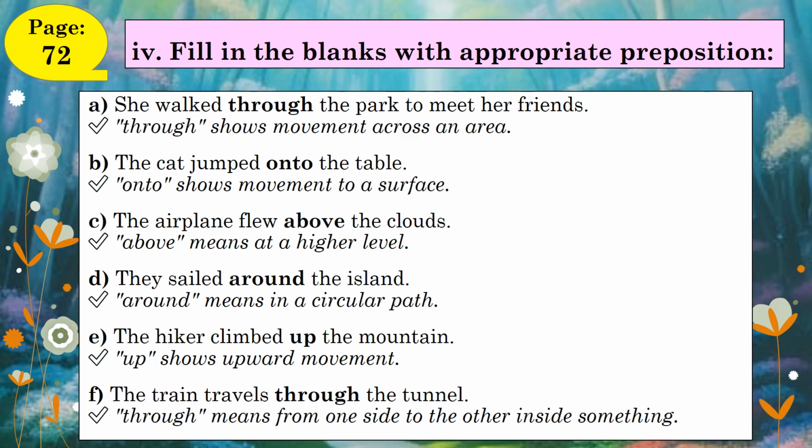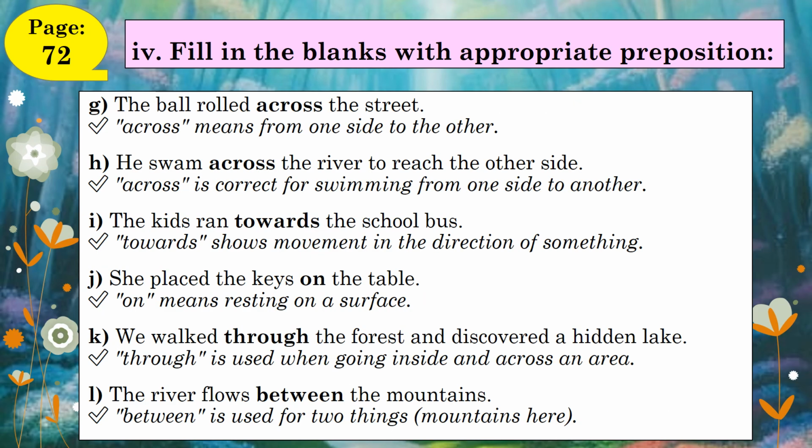5. The hiker climbed up the mountain. Up indicates upward movement. The hiker is going higher. 6. The train travels through the tunnel. Again, through is used, this time to describe moving from one end of the tunnel to the other. Prepositions like these are small words, but they're powerful for describing action and direction. Let's finish identifying the correct prepositions in each sentence.